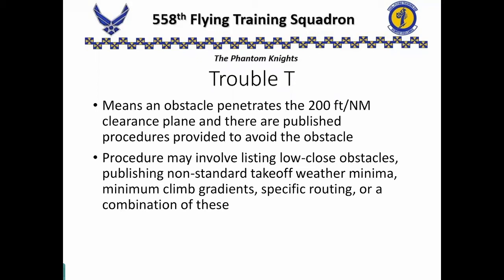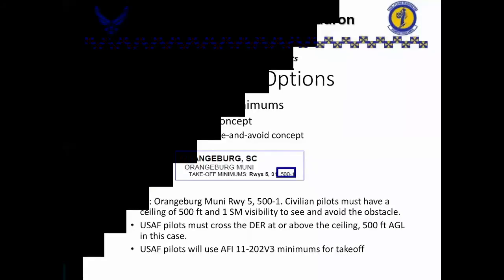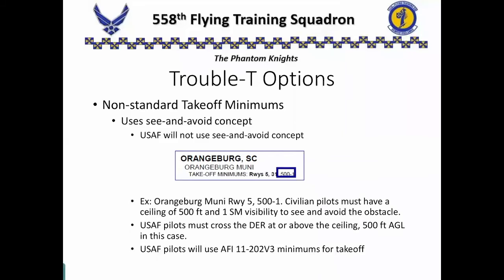As shown here, trouble T could mean any of these things exist. So a better answer to that question of what does a trouble T mean? It means that something is penetrating my 200-foot per nautical mile clearance plane, and procedures have been published for me to avoid it. That's a much better answer.